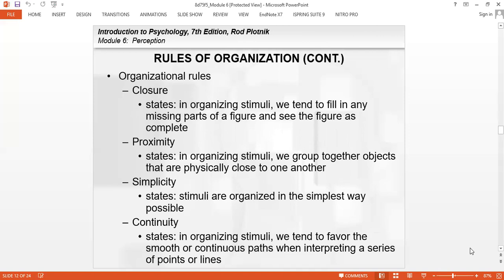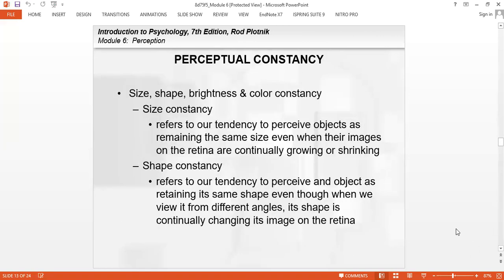Proximity states that we group together objects that are physically close to one another. Simplicity states that stimuli are organized in the simplest way possible. Continuity states that in organizing stimuli, we tend to favor the smooth or continuous path when interpreting a series of points or lines.